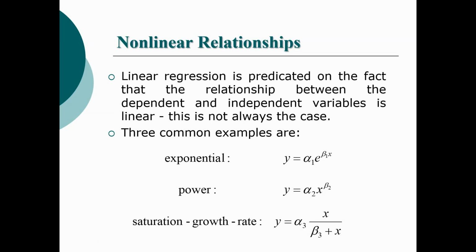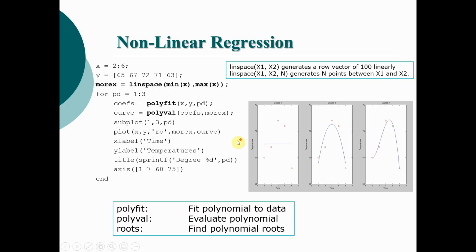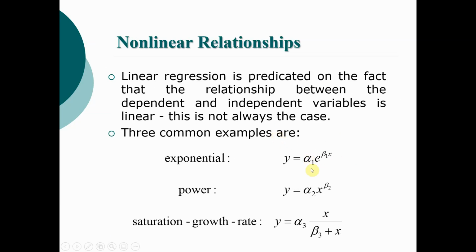Let's say this is a physical problem, an engineering problem, and we already know that the relationship between y and x should be of a certain format. We just don't have the coefficients. It might be an exponential, a power function, or a saturation growth rate function. We know the behavior should be like this, but we don't have the coefficients, and we want to find them.